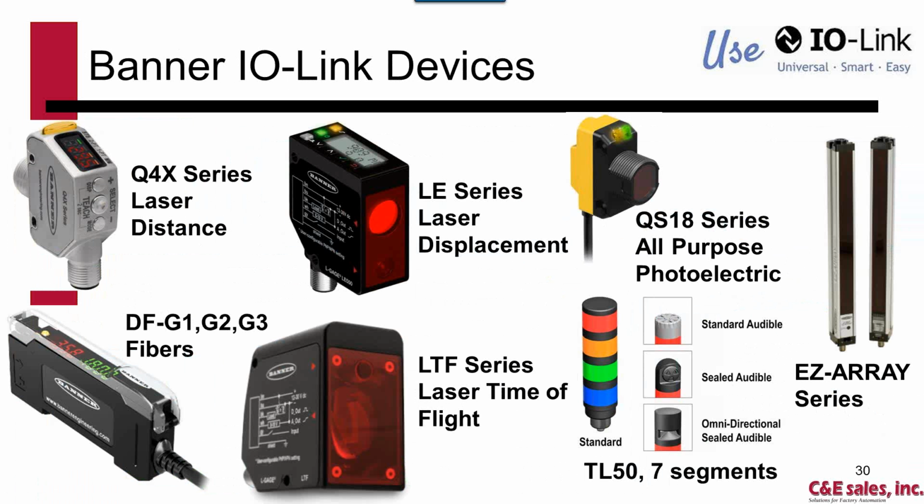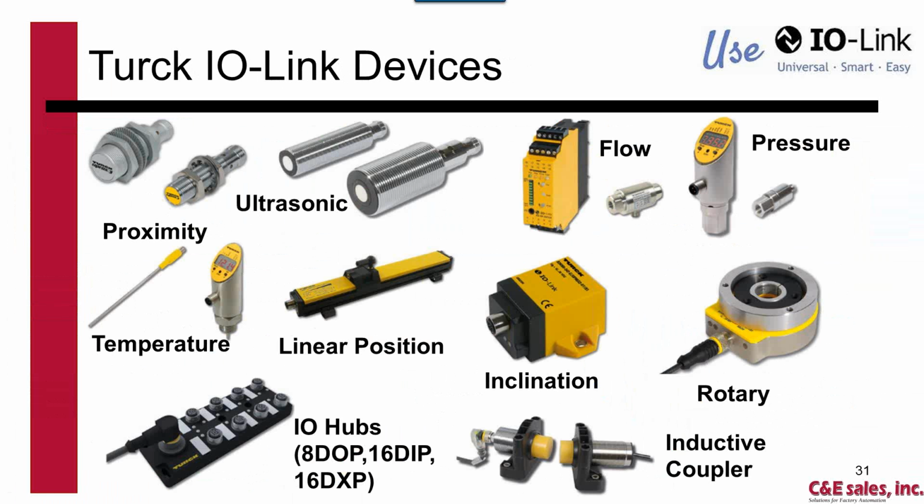Available IO-Link sensors: you get the Q4X used here in the demonstration, the LE type laser displacement sensors, QS18, EZ-ARRAY, the ever popular tower light, the TL50, laser time-of-flight sensors, and even fibers. What's available to you from Turck: proximity, ultrasonic, flow and pressure, temperature, linear position, inclination, rotary. These IO hubs, where you can take a single black wire over IO-Link and get up to 16 total digital points. Then you have the inductive coupler for a close wireless proximity application.